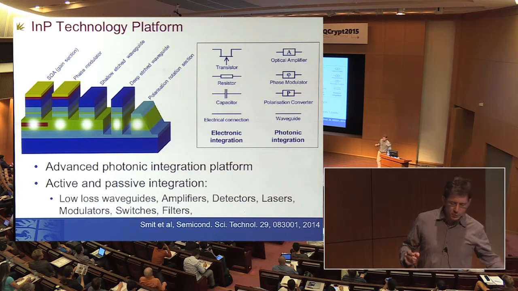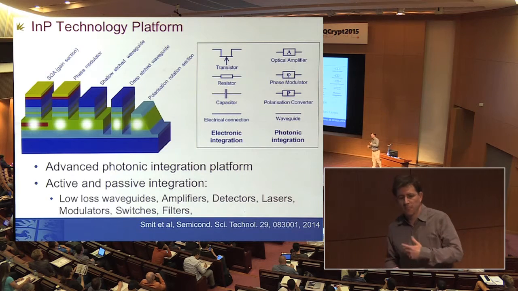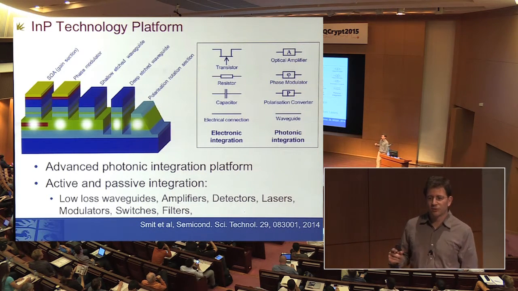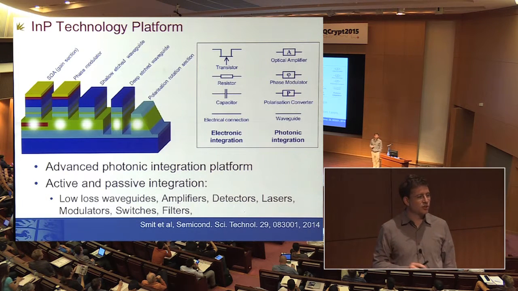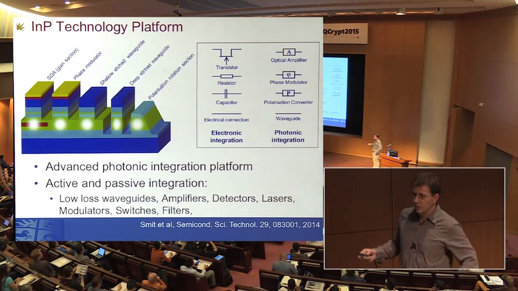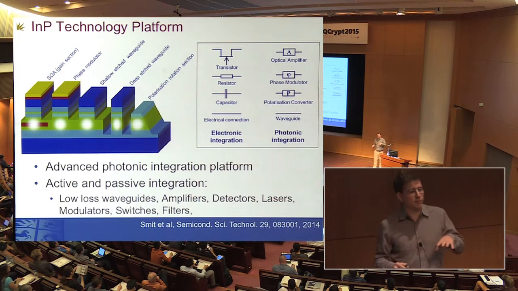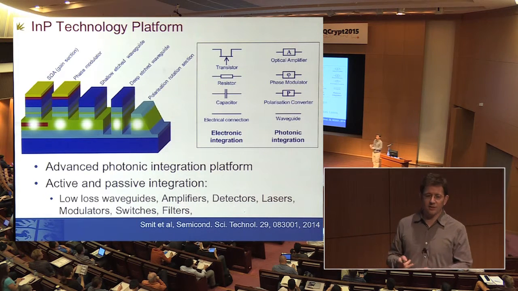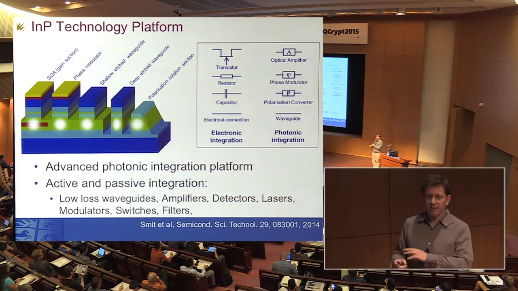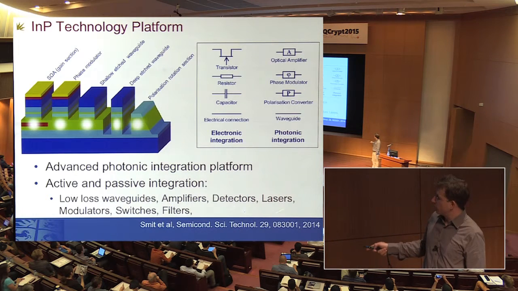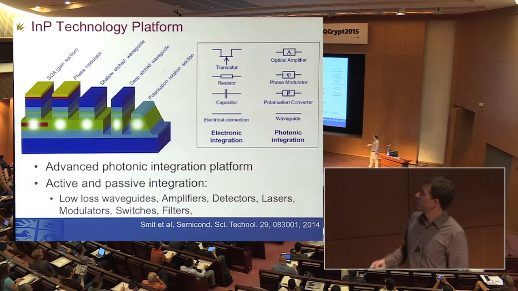The technology platform that we use is an indium phosphide technology platform. It's a very sophisticated technology platform. It's mainly used in high-end telecommunication devices. And effectively, what we can do is we can actively and passively grow multiple quantum wells within this material system. So we can have all of the active devices like detectors and modulators and amplifiers, and we can have all of the passive devices like filters and low-loss waveguides. So we can realize in this one technology platform a huge array of very useful components.